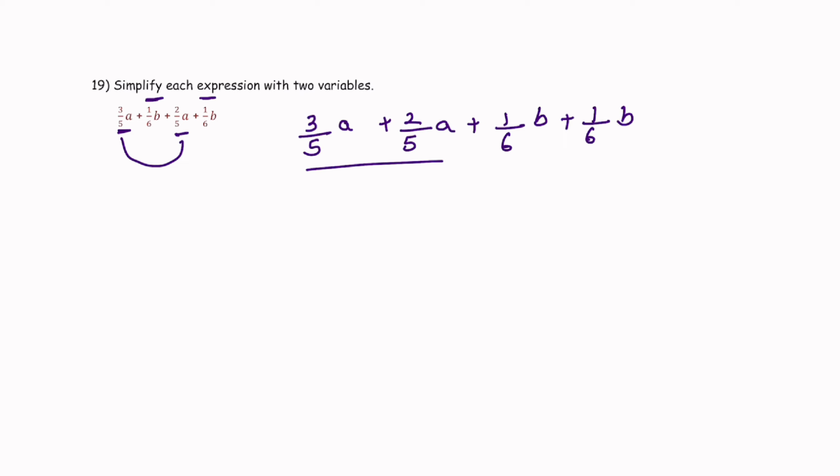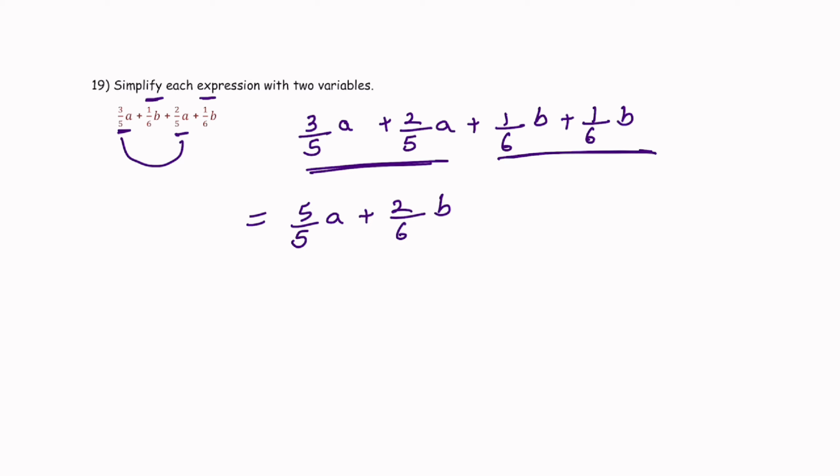Question 19. A and A, B and B. Now let's see the denominators. Wow, they both have 5, and this both have 6, so we just have to add them. There's no need to find LCM. Let's rewrite it and rearrange it. 3 by 5a plus 2 by 5a plus 1 over 6b plus 1 over 6b. Right? I'm just combining. That's 5 over 5a plus 2 over 6b.